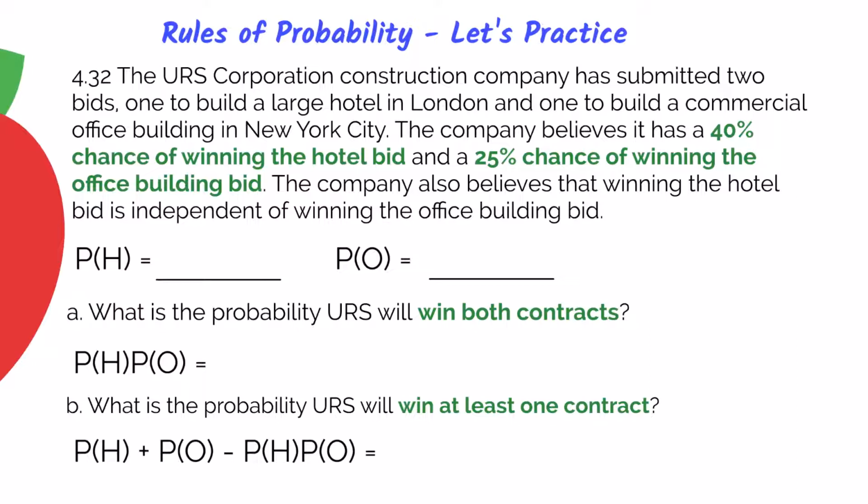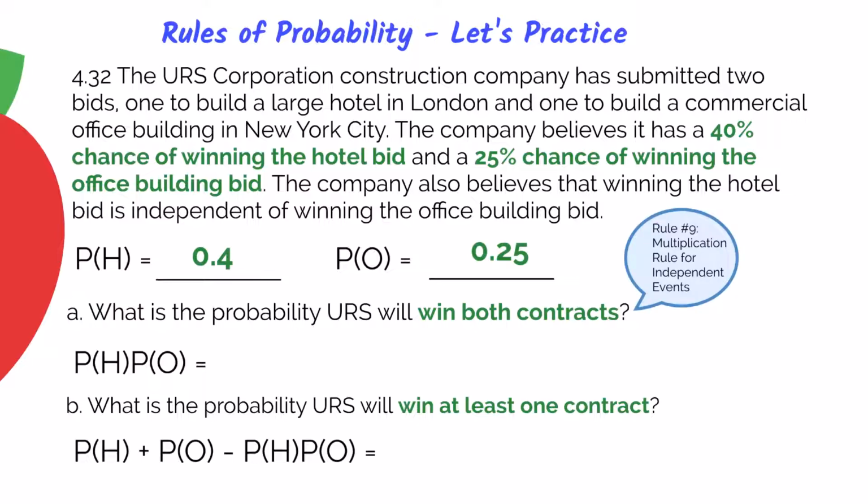So first, we want to set up the probability of winning the hotel bid. We know that's a 40% chance, and the probability of winning the office building is a 25% chance. The probability that the company will win both contracts uses rule number 9, the multiplication rule of independent events. So I'll take 0.4 times 0.25, which gives me a 0.1 chance of winning both bids.